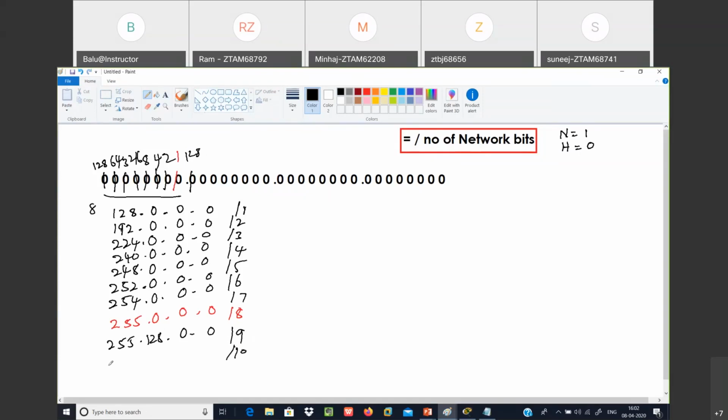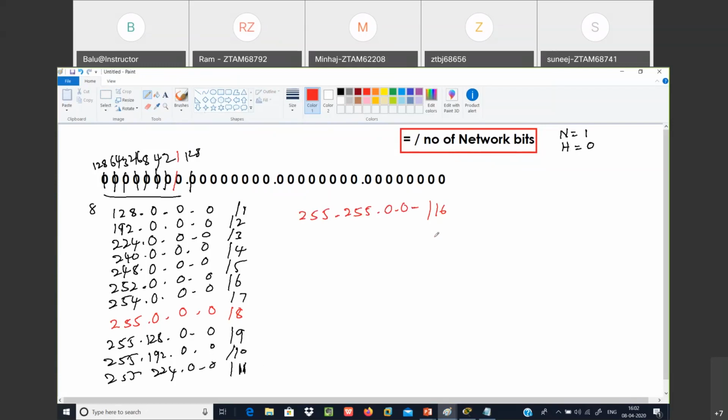/10 is 255.192.0.0, /11 is 255.224.0.0. Like this we can understand slash notation exactly. Now you tell me, guys, what will be the /16 subnet mask? /16 means 16 network bits, 8 plus 8. 8 means 255, right? So /16 is 255.255.0.0. Perfect.